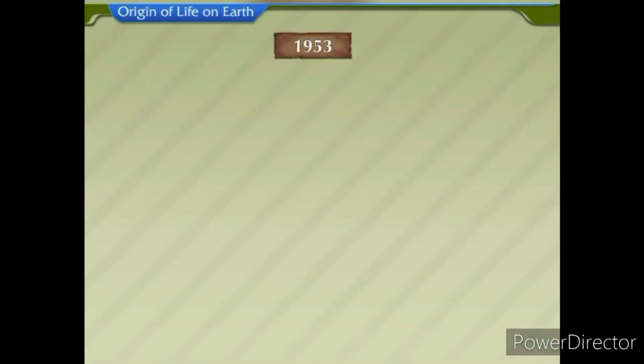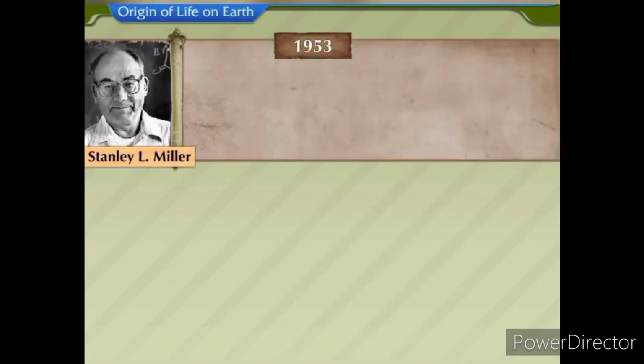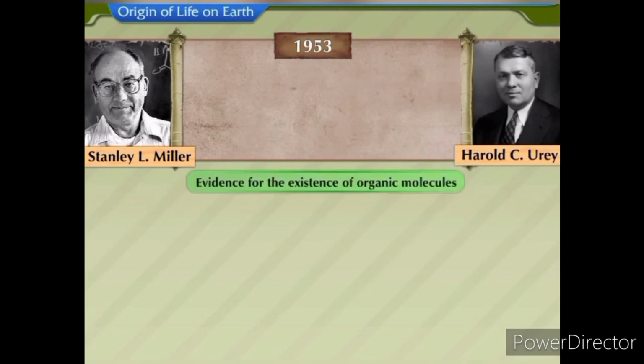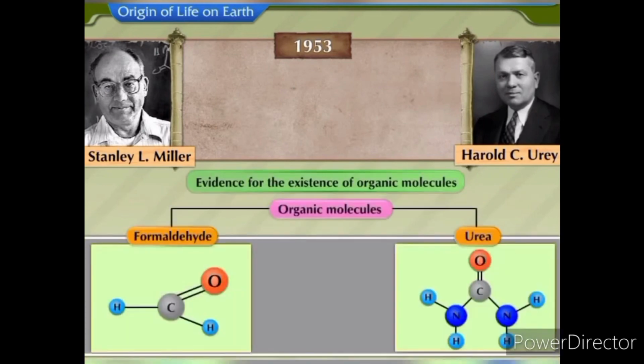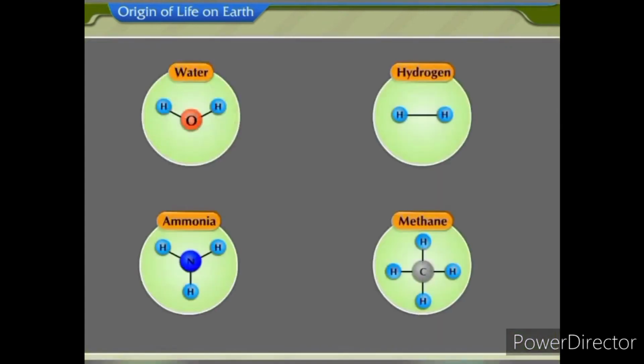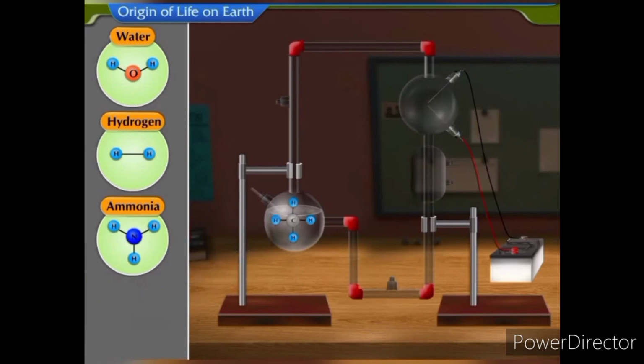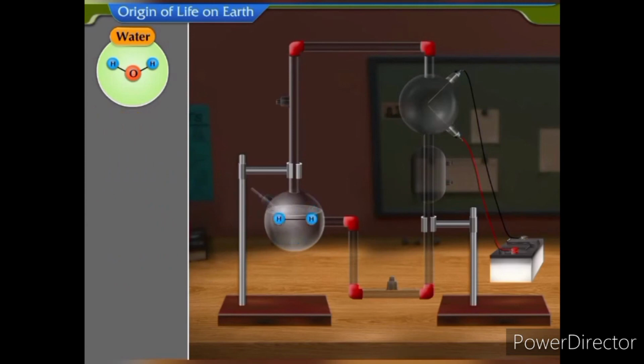In 1953, Stanley L. Miller and Harold C. Urey provided the evidence for the existence of organic molecules. Miller took molecules which were believed to be present in the atmosphere of the early Earth and put them into a closed system. The gases they used were methane, CH4, ammonia, NH3, hydrogen, H2, and water, H2O.